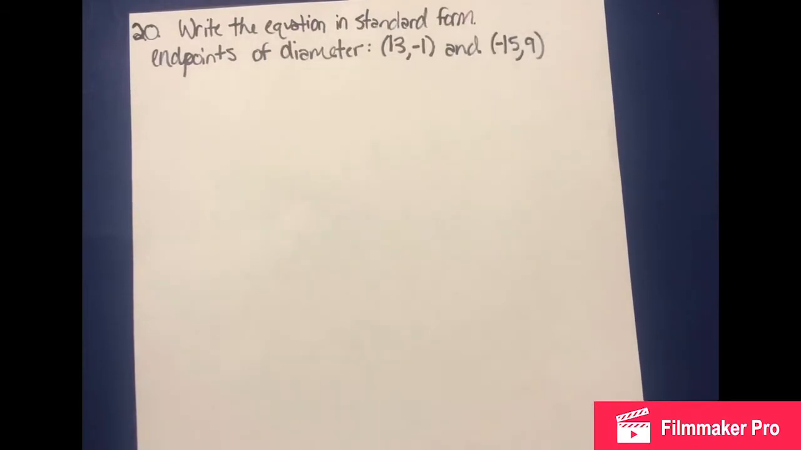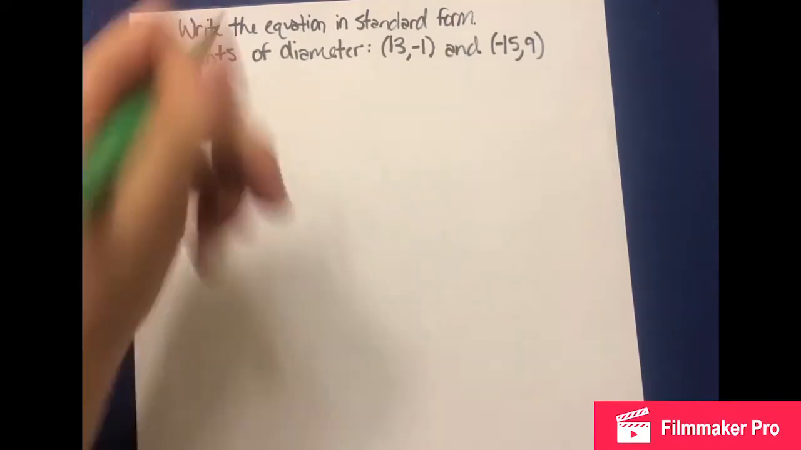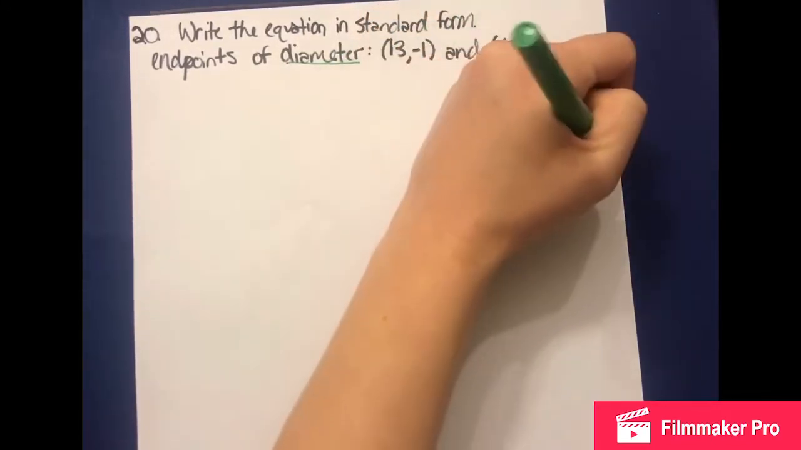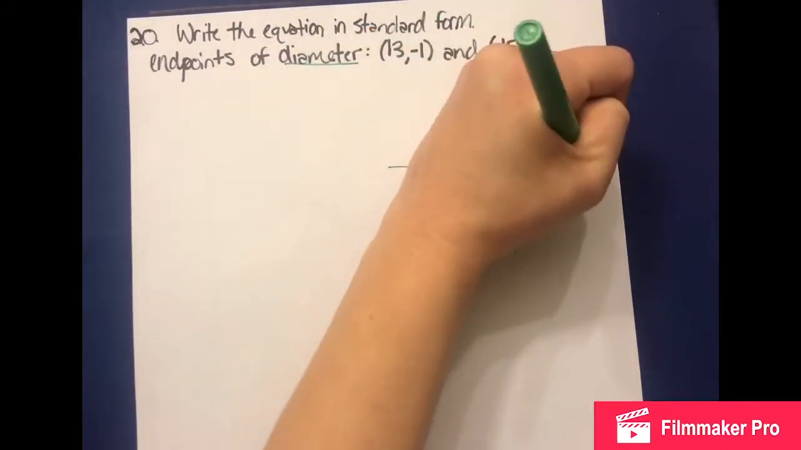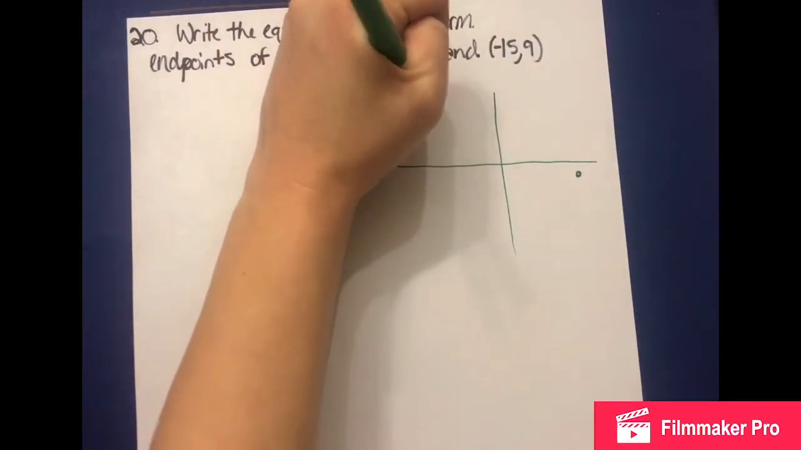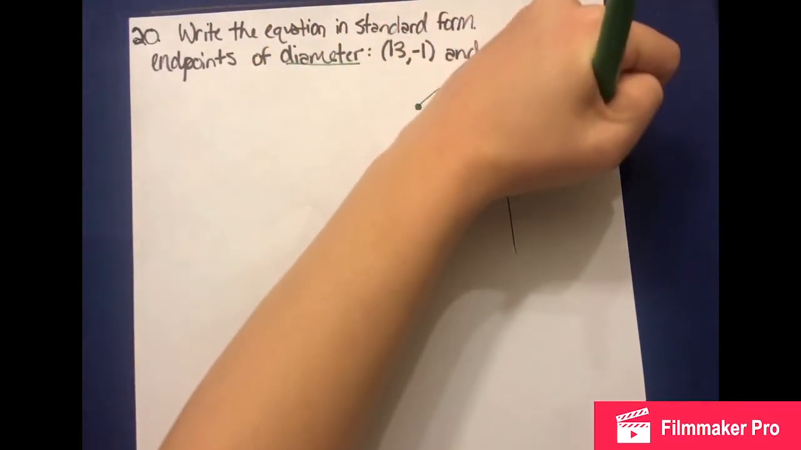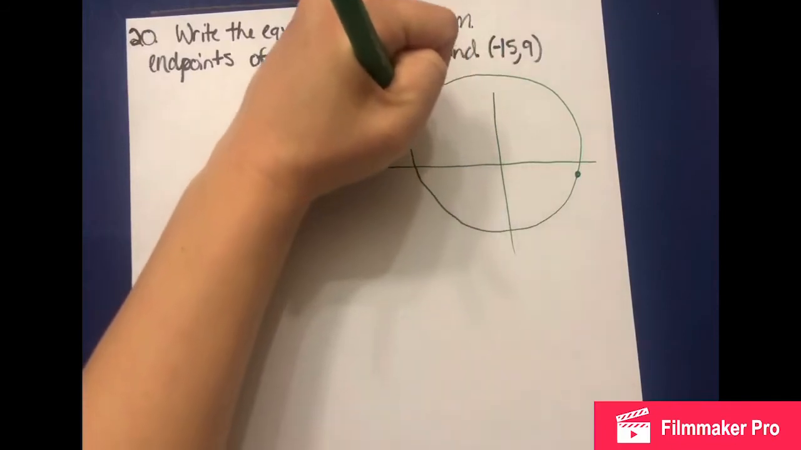Number 20 is super similar. It's just a little deceptive. Looking at number 20, we have write the equation in standard form given the endpoints of a diameter. The important thing here is that they use the word diameter. For it to be a diameter, it has to go through the center of a circle. So I'm going to real quick rough sketch this. I'm going to have a point somewhere down here, and a point somewhere down here. Those are the endpoints of the diameter.